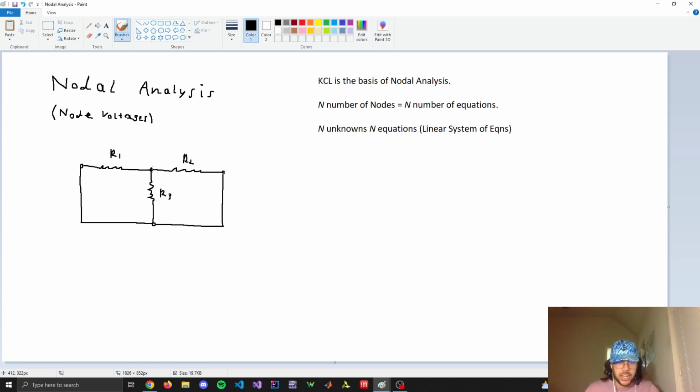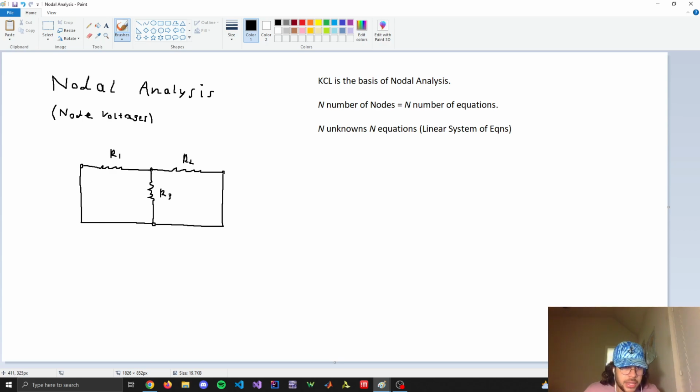You'll just do V divided by R, because R always stays constant. So when you write your equations using KCL, the number of unknown nodes you have will be the number of equations you need to solve. It's going to become a linear system of equations. So you're going to have n unknown nodes, which gives you n equations.